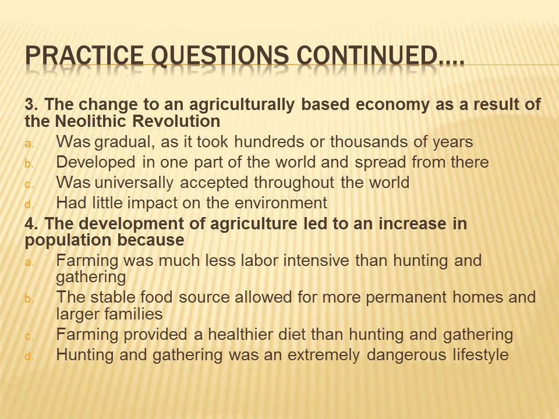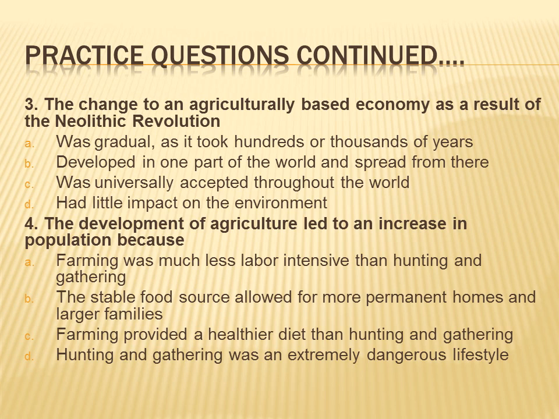3. The change to an agriculturally based economy as a result of the Neolithic revolution was A. Gradual, as it took hundreds or thousands of years, B. Developed in one part of the world and spread from there, C. Was universally accepted throughout the world, or D. Had little impact on the environment.